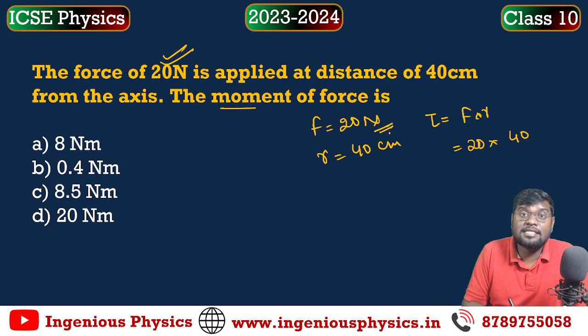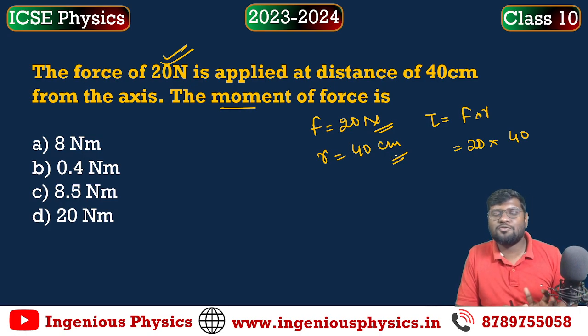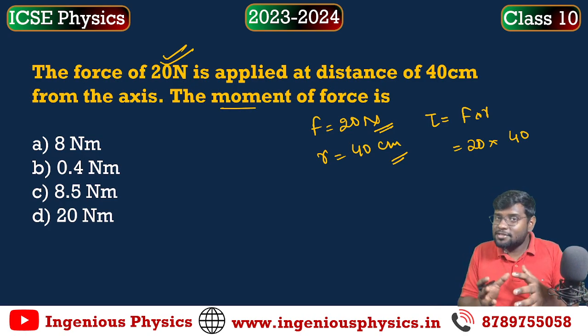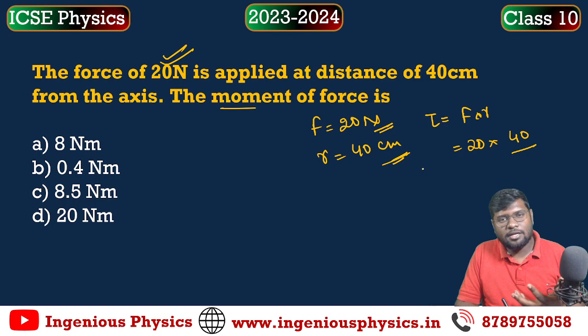Force is in the SI system, but R is in the CGS system. What do we have to do? We have to convert the CGS system to the SI system. So let us convert this 40 to meter. It is written 40 centimeter. How to convert? We have to divide it by 100.